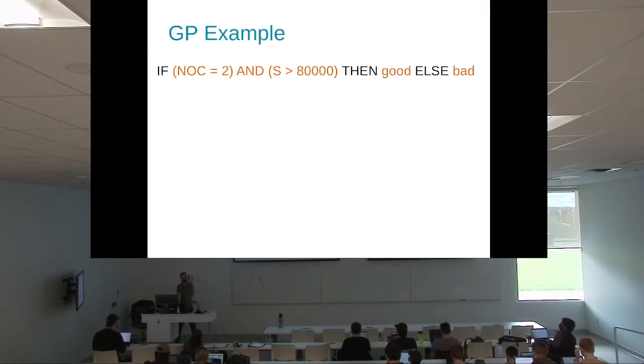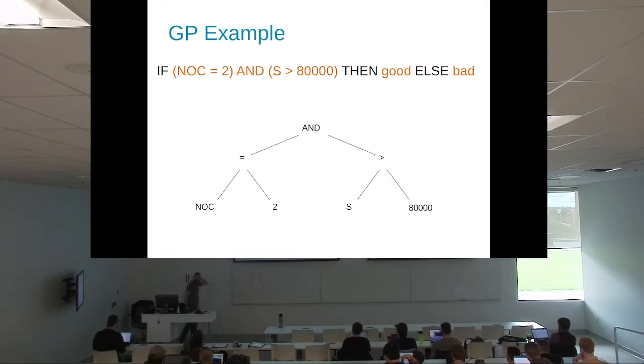So there we go. This is my little decision tree. And I'm not even going to call it a decision tree anymore. It's my little program, a simple one. If number of children is equal to 2 and the salary is greater than 80,000, then yeah, they're good. Otherwise, don't give them the loan. But I could represent this as that tree. And this isn't really a decision tree anymore. This is what we would call an S-expression, a symbolic expression. It's a way to represent this program, this function, as this tree.